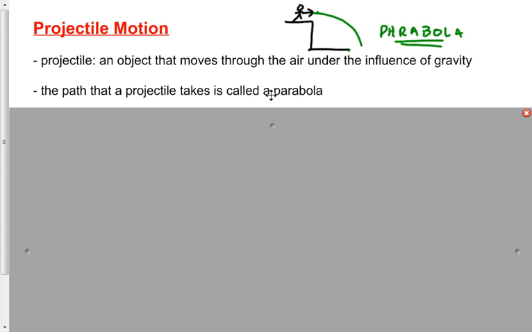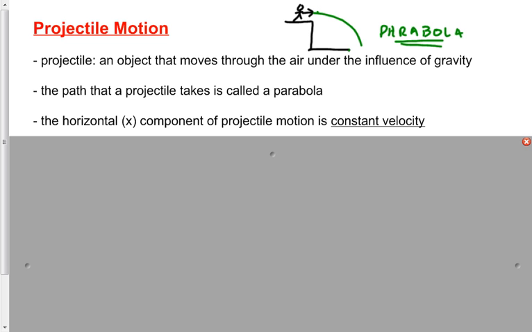So the path that a projectile takes is called a parabola. And this is where we get into this little demonstration that we just did. The horizontal component of projectile motion, that's the x direction, right? It's constant velocity. In other words, there are no forces acting horizontally on this thing. This bullet that's fired horizontally, no forces acting on it horizontally. Therefore, it's not going to speed up or slow down horizontally. It'll travel at a constant velocity horizontally.